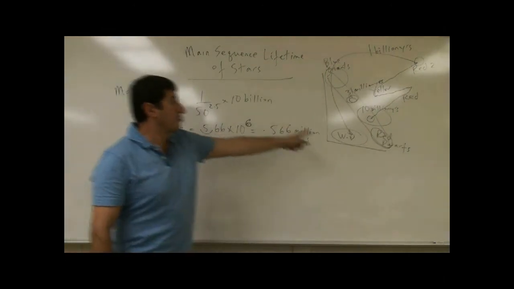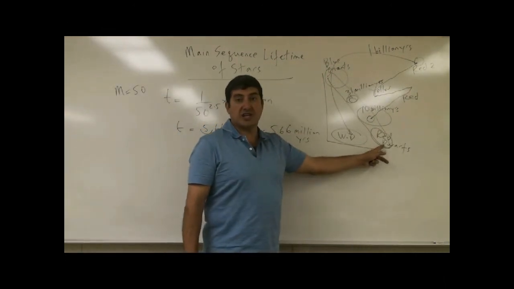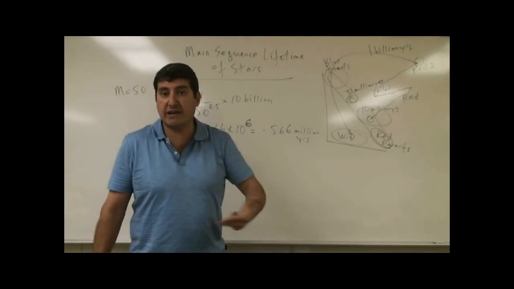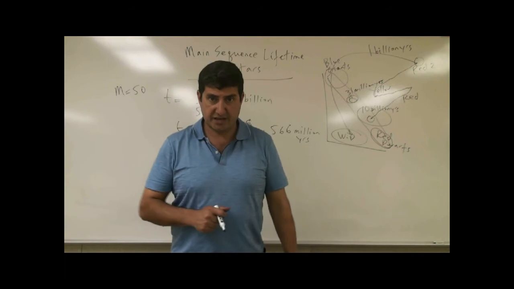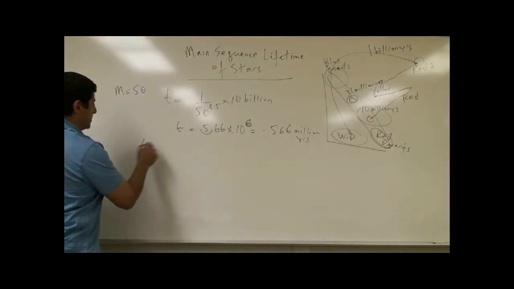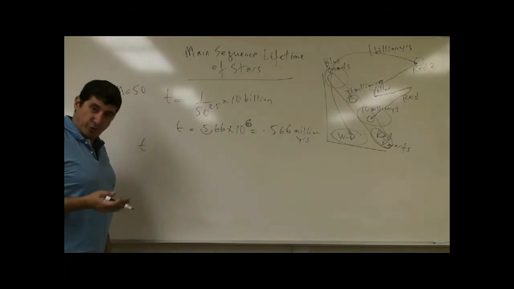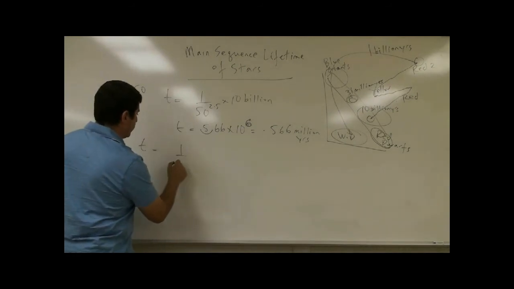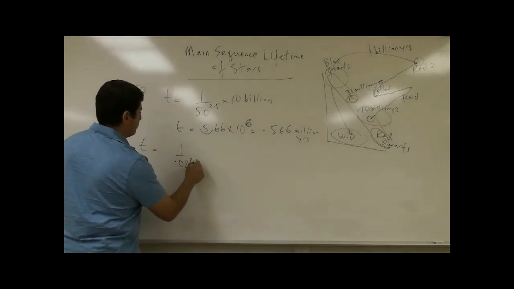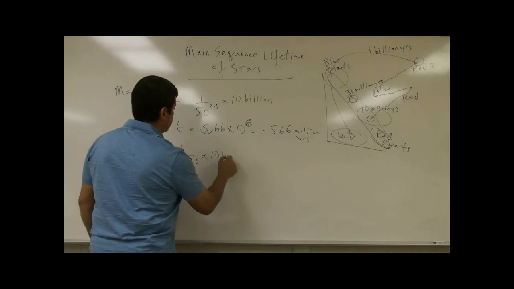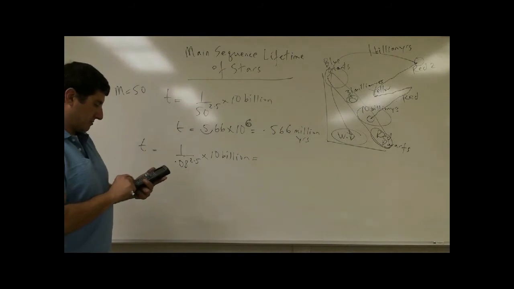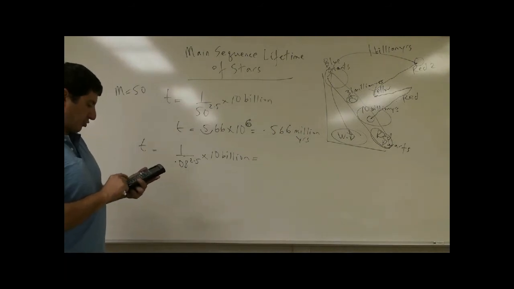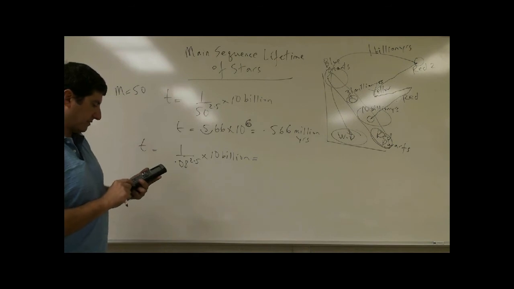Okay, how about the red dwarfs? Okay, we saw in the earlier lecture that they can have as low a mass as 8% the mass of the sun. So if we apply this equation to 0.08, we can say 1 over 0.08 to the 2.5 times 10 billion. 10 divided by 0.08 to the power 2.5 times 10 to the power 9.